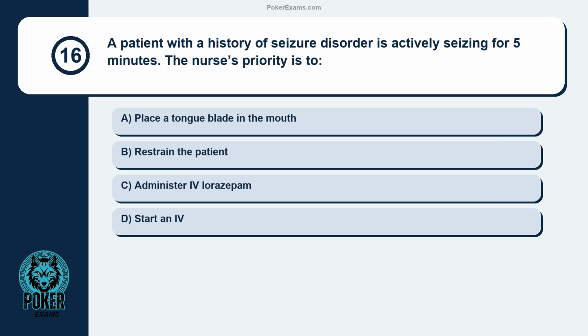Question 16. A patient with a history of seizure disorder is actively seizing for 5 minutes. The nurse's priority is to place a tongue blade in the mouth, restrain the patient, administer IV lorazepam, start an IV.